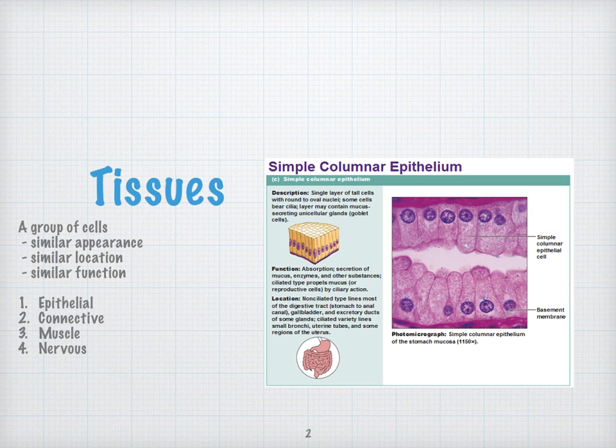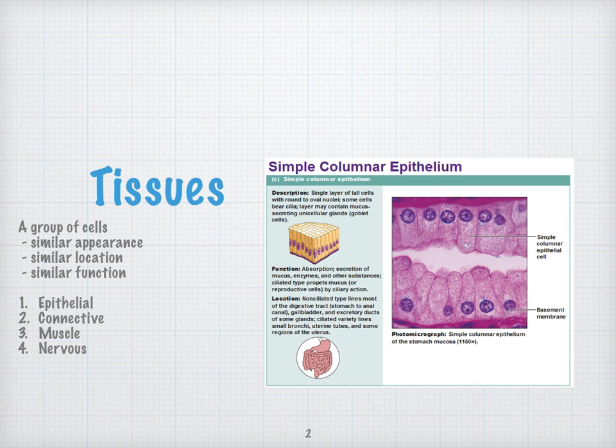Last time we introduced tissues, which are simply groups of cells that appear relatively similar, are in a similar location, and work together to perform a single function. There are 4 basic types of tissues listed there, but within each type of tissue there are many subtypes. And so here is a picture of simple columnar epithelium. There's one layer of column-shaped cells between the basement membrane and the surface.